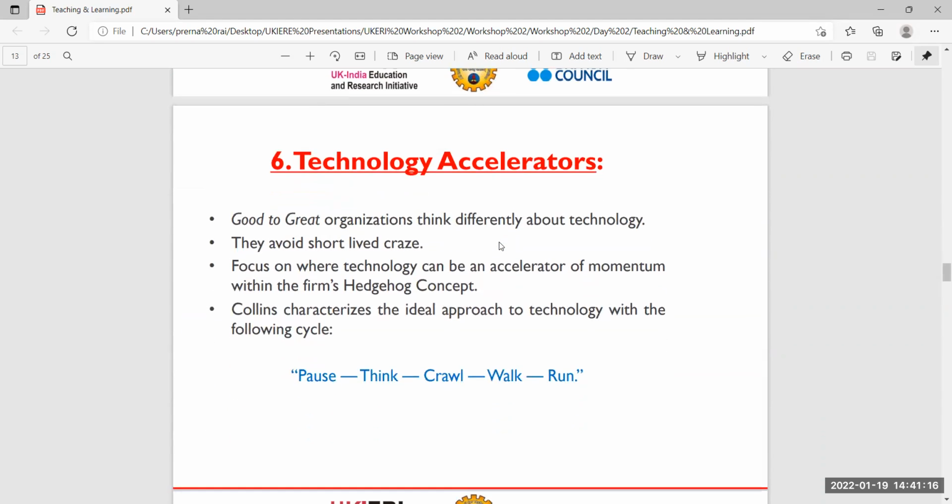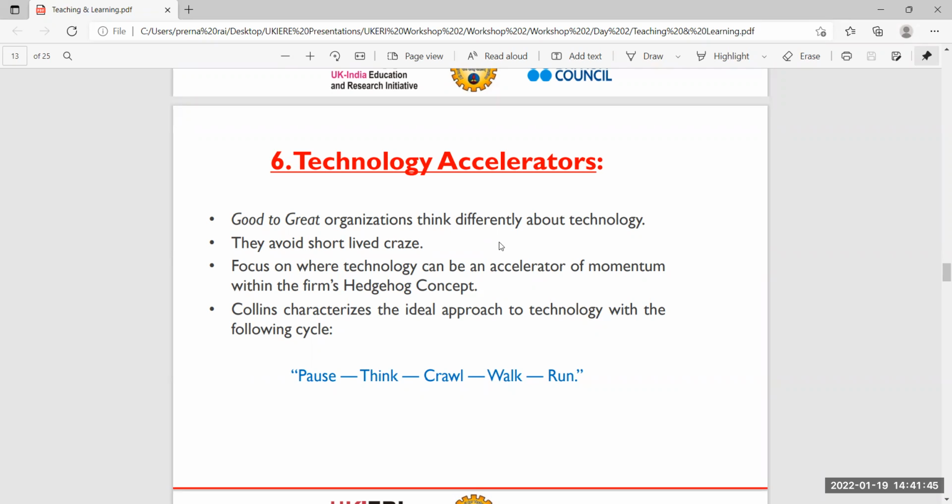And finally, it's technology accelerators. You need to think about it like this: if I am very crazy about mobile phones, like the iPhone, and I buy an iPhone for maybe 1 lakh rupees, and after 1 month I feel like, no, I don't like this, I will go and buy another one. That should not be there. So a short-lived craze should not be in the organization. That is what we call technology accelerators.